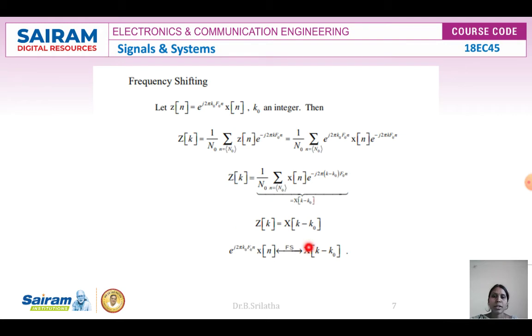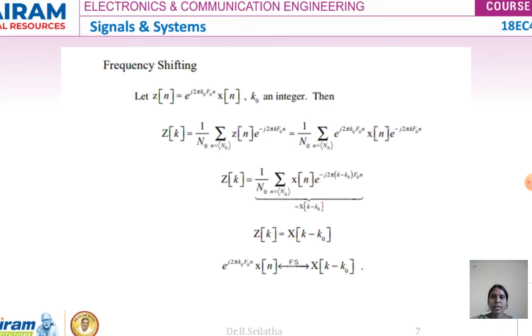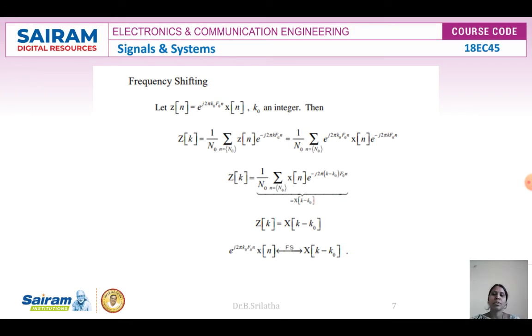Now the same thing we can do for frequency shifting, that is X of k shifted to k naught, so X of k minus k naught. Let z of n be equal to, here minus will come as the opposite, plus, e power j 2 pi k naught f naught n into x of n. Now we know what z of k is. The inverse Fourier transform of X of k is x of n. Same thing here, the inverse Fourier transform of z of n is z of k.